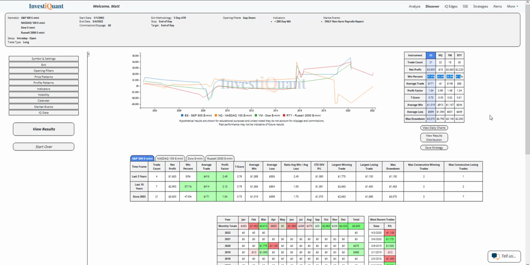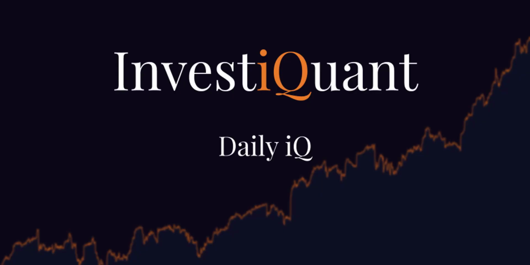Now this study gets more interesting if gapping up. So I don't think we're going to do that, so I'm not going to go into it right now, but if you've got access to the platform, I definitely encourage you to change the opening direction and look into it a little bit further. Hopefully you found that helpful.